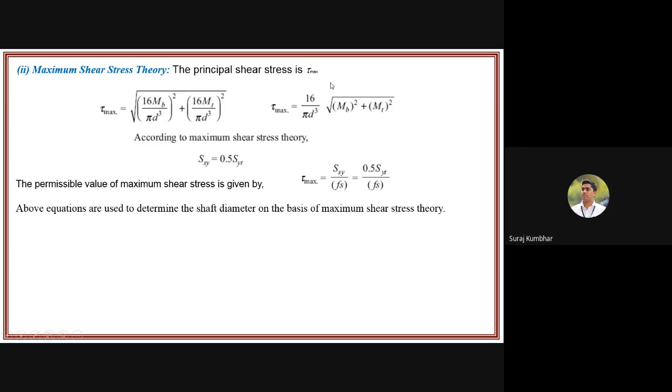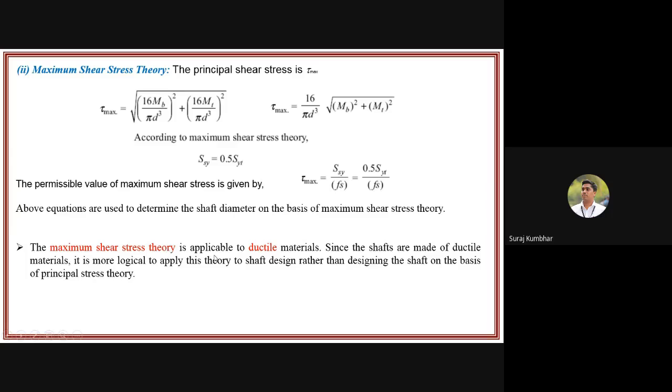So this formula, tau max equal to 16 upon pi d cube into square root of Mb square plus Mt square, you can use if you want to find out the shaft diameter on the basis of maximum shear stress theory. By using this formula you can find out the diameter. The maximum shear stress theory is applicable to ductile material, right? Earlier, the maximum principal stress theory was applicable to only brittle material, but the maximum shear stress theory is applicable to ductile material.